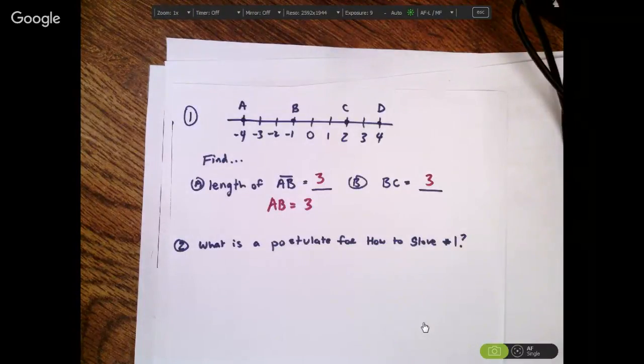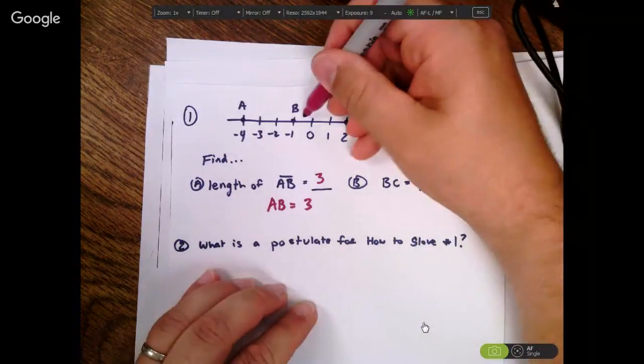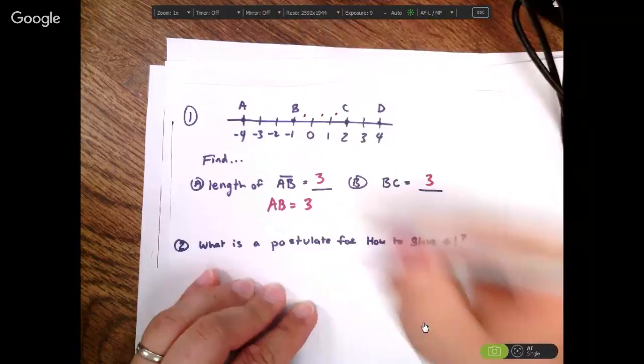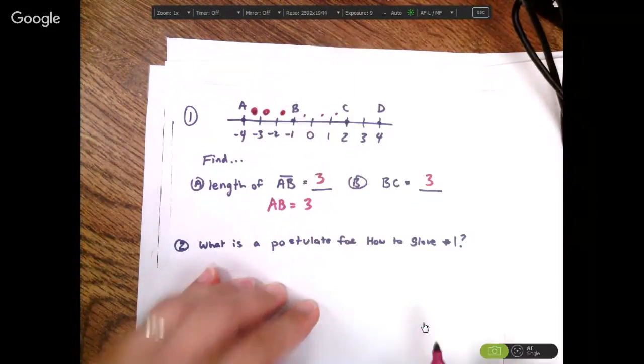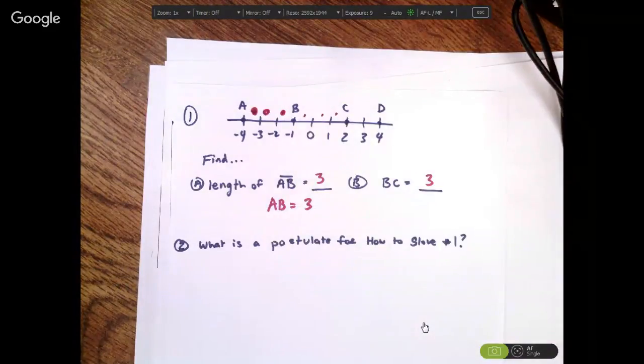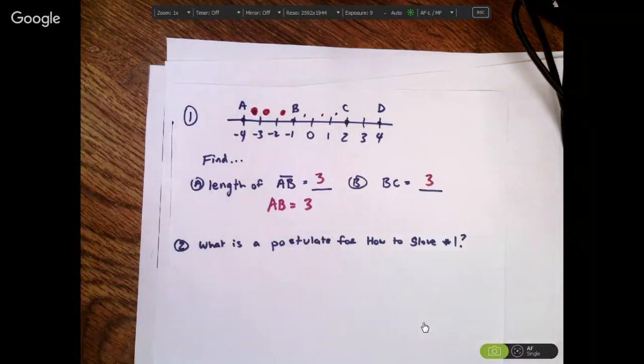So what is a postulate for how to solve number 1? So what does postulate mean? It's a rule, right? So what rule could we make up for how to solve these problems? I mean, we could have just gone up here and said that that's just 1, 2, 3, and that this distance here was also 1, 2, 3. But can we make up a rule? If someone is talking on the phone, you can't see the picture, they just give you the 2 numbers of the locations, what would the rule be?